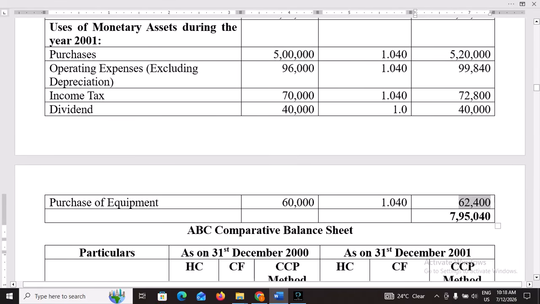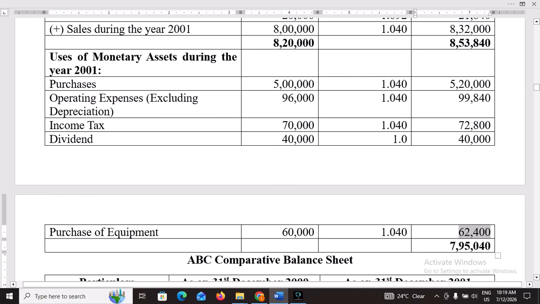So take your calculators. Simply 8 lakh. Okay, I will do.